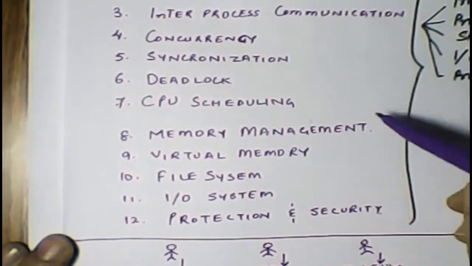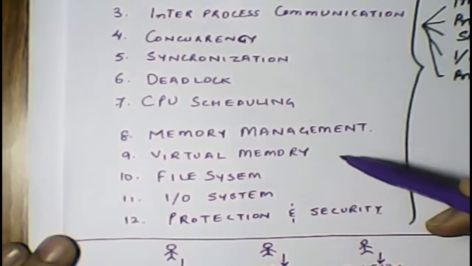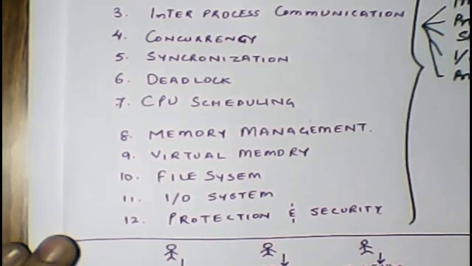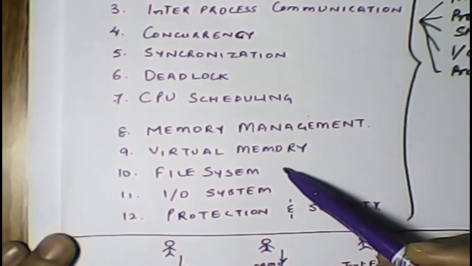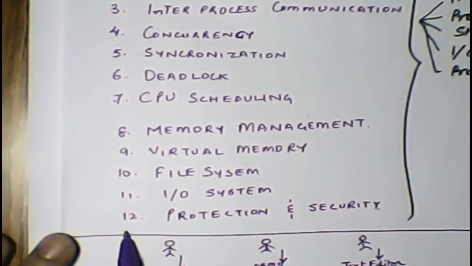In memory management, you have memory management and virtual memory. These are the 2 topics. And then IO system. IO system includes file system and input output system. And finally, the protection and security.